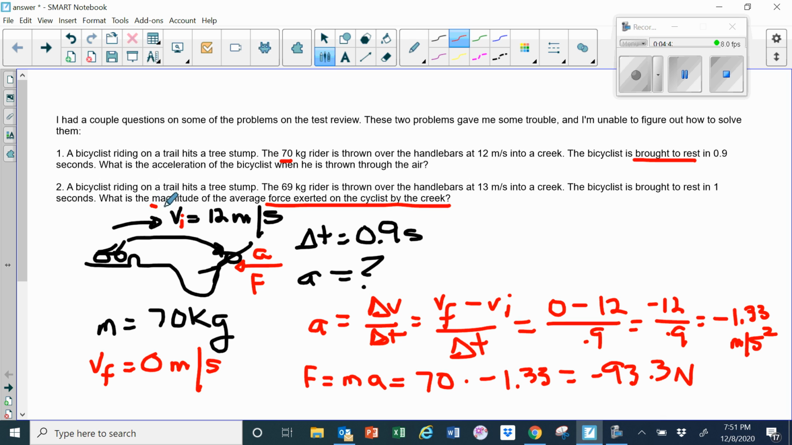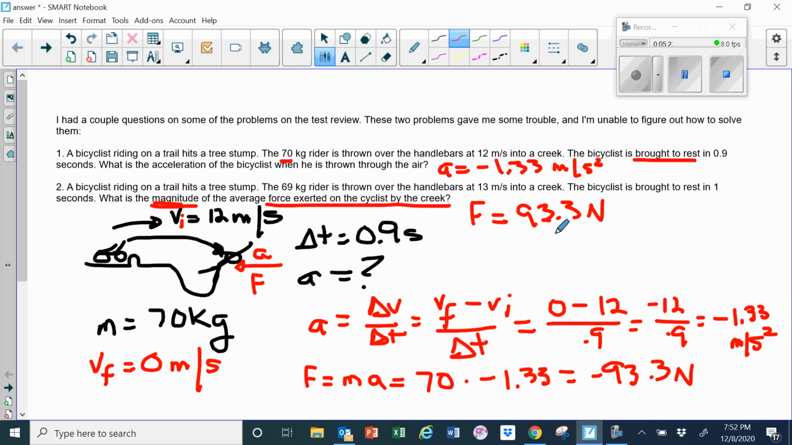Okay, but this asks for the magnitude of the force. So the acceleration up here is a negative 1.33 meters per second squared. And if I use the numbers from this first problem, the magnitude of the force is going to be, I drop out this negative sign because the magnitude is always a positive number. I don't care about the sign because the sign is the direction. So the magnitude of the force is going to be 93.3 newtons. Okay, so that's the answer to those two questions.